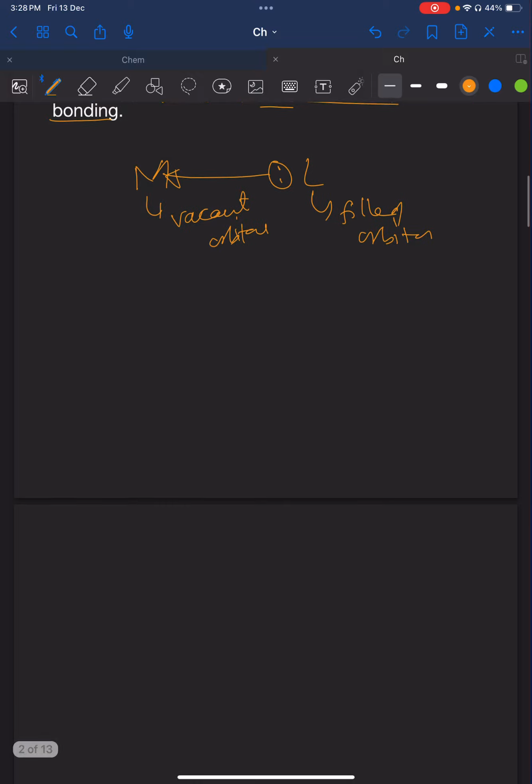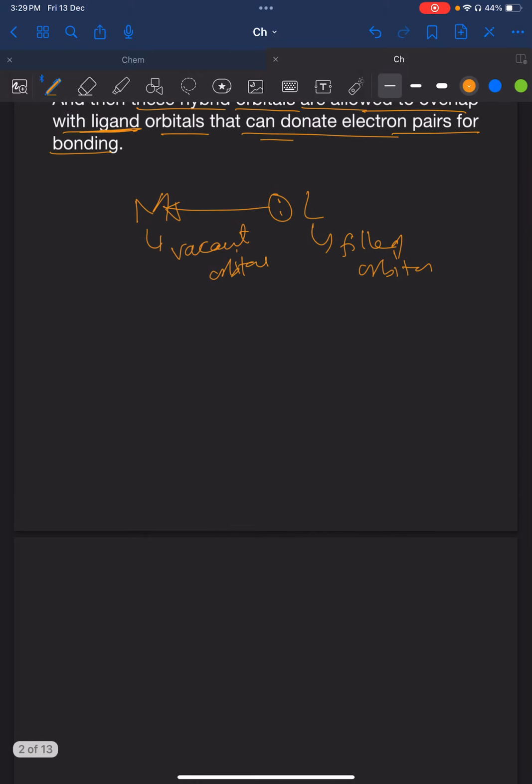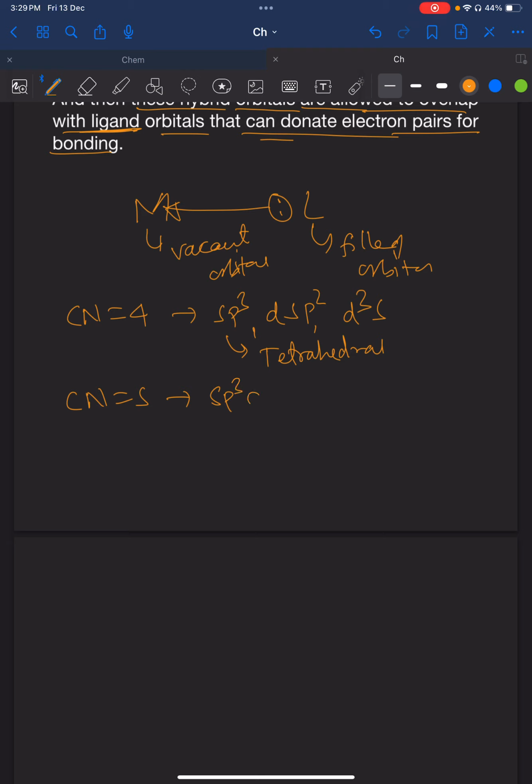So a lot of types of hybridization happen here. For example, for coordination number 4, we have sp3, dsp2, or d3s hybridization. For sp3, we have tetrahedral shape, and for coordination number 5, we have hybridization sp3d. For coordination number 6, we have hybridization sp3d2 or d2sp3. For coordination number 5, the geometry will be trigonal bipyramidal, and here the geometry will be octahedral.